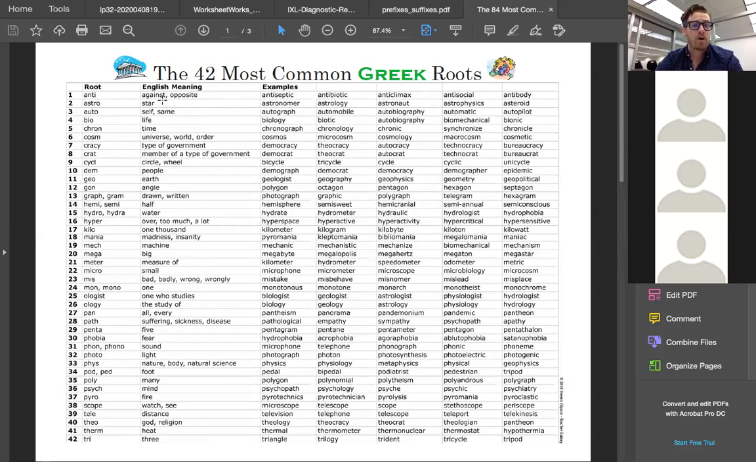Moving on, we had astro. Astro has to do with star. So if you see something like astronomer, astrology, astronaut, astrophysics, those all have to do with stars, okay? Auto means self, okay? Autograph is your own writing, your own version of your handwriting. Automobile, autobiography, automatic, okay? Autobiography is a unique biography.